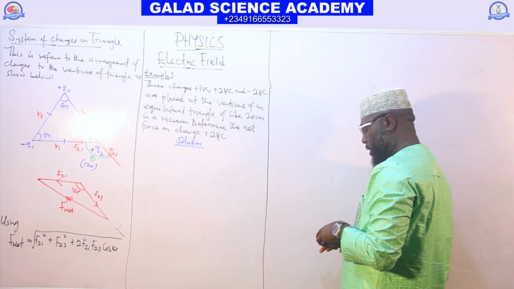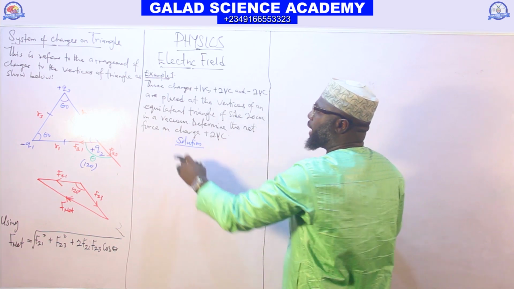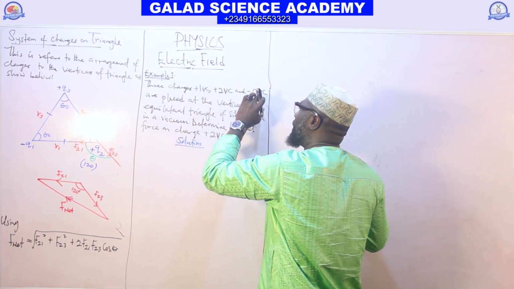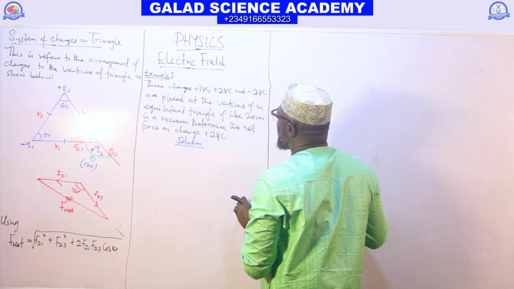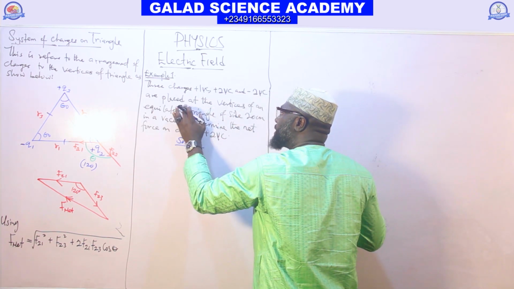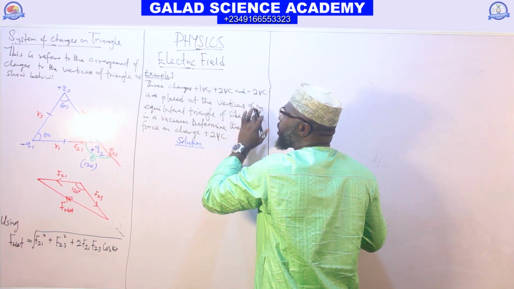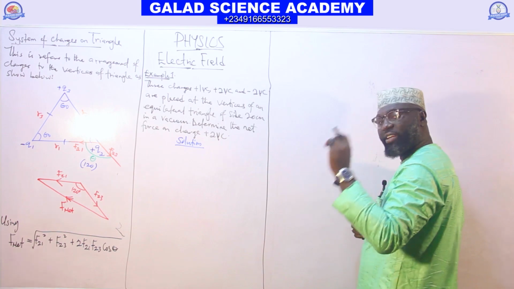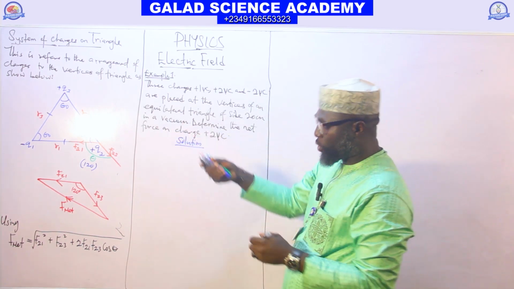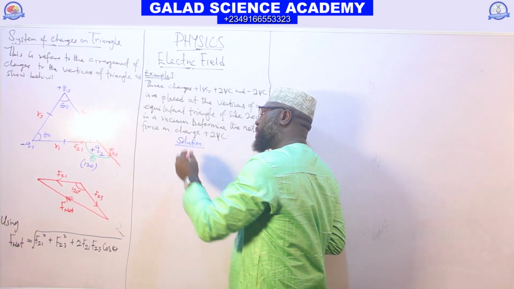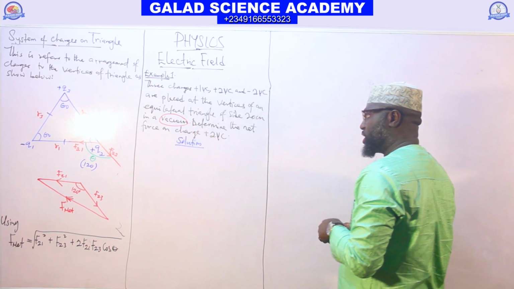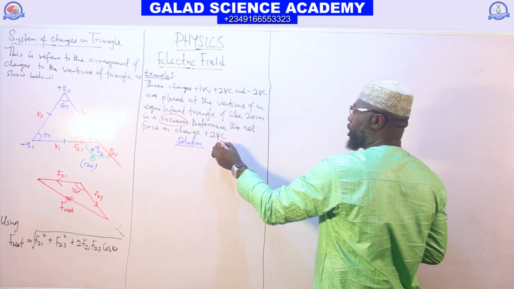So let's solve this question. Three charges, plus 1, plus 2 microcoulomb and minus 2 microcoulomb, are placed at the vertices of an equilateral triangle of side 20 centimeter in vacuum. Vacuum, note it please. Determine the net charge on the plus 2.